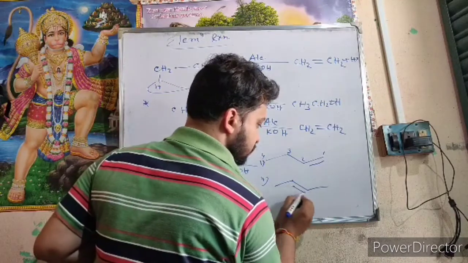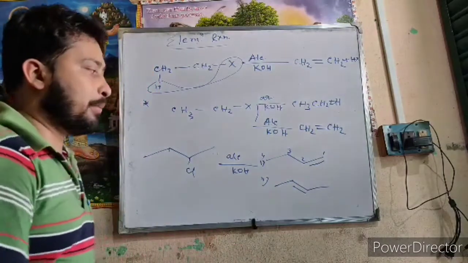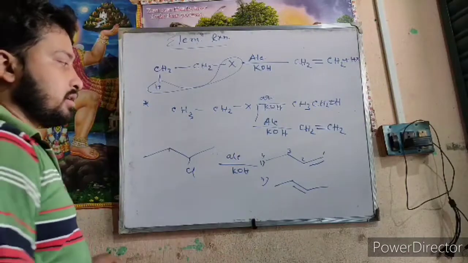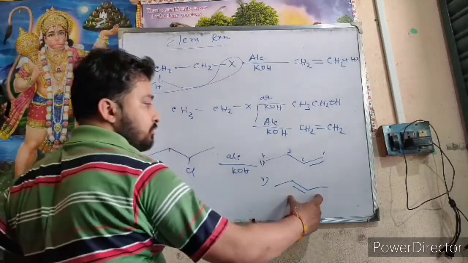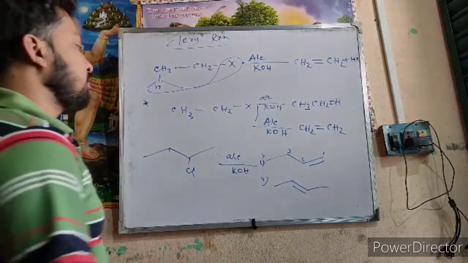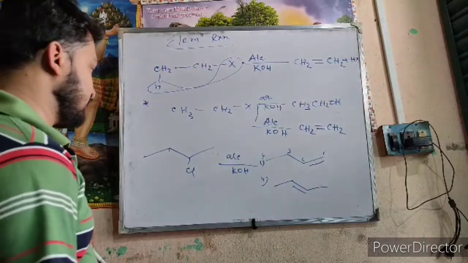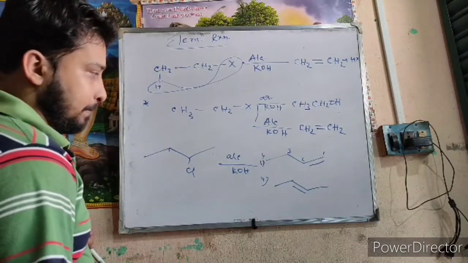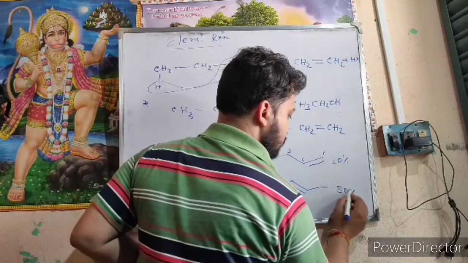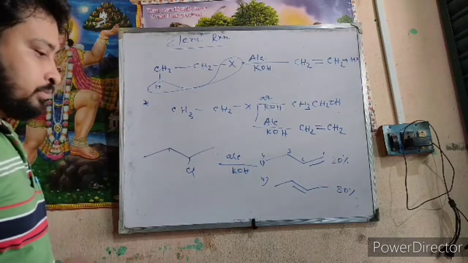This product is called the Hofmann product, and this product is called the Saytzeff product. The Saytzeff product is more stable, and this is the major compound. The Hofmann product is always formed at the side of the element. This is 20% and this forms 80%. So Saytzeff product is the major product.